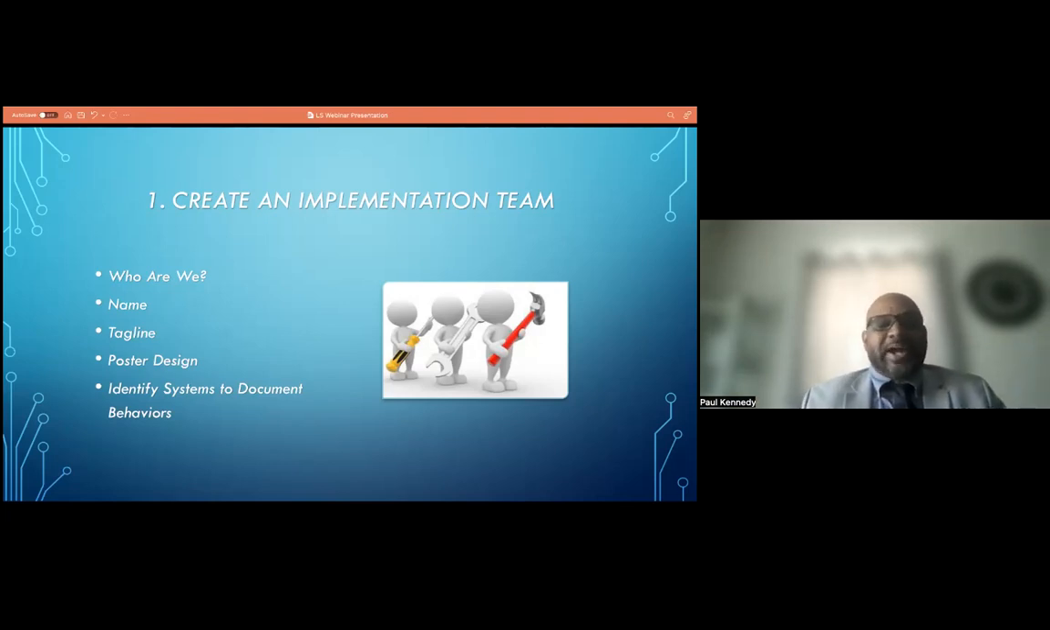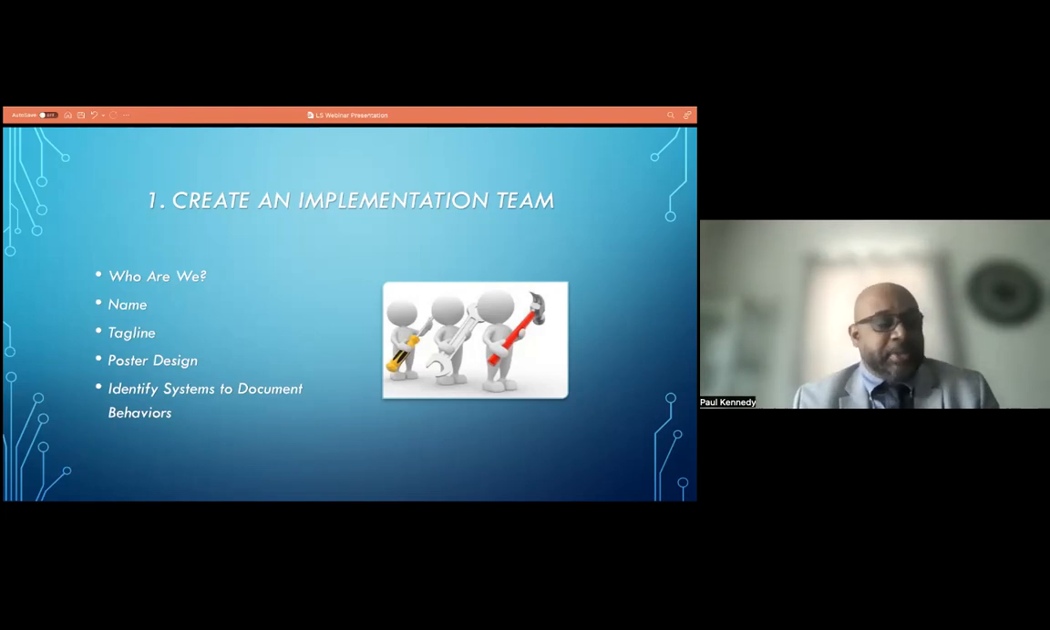So we want our scholars to know, hey, in this particular space at this particular time, I see Globy, and Globy's saying something. I don't know exactly what he's saying, but it's attracting my mind to it. But I know that this is a safe place in this particular part of the building. And we want to identify systems to document behaviors.